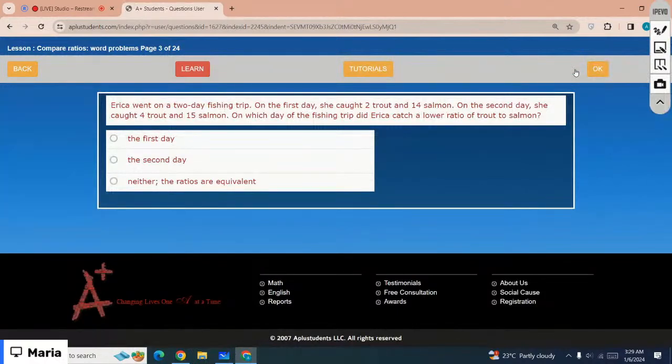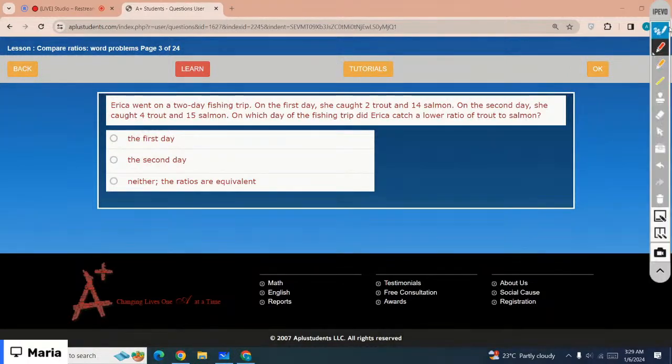Okay, Erica went on a 2 day fishing trip. On the first day, she caught 2 trouts to 14 salmons. On the second day, she caught 4 trouts to 15 salmon. On which day of the fishing trip did Erica catch a lower ratio of trout to salmon? So divide them and multiply them by 100, convert in percentage form, right?